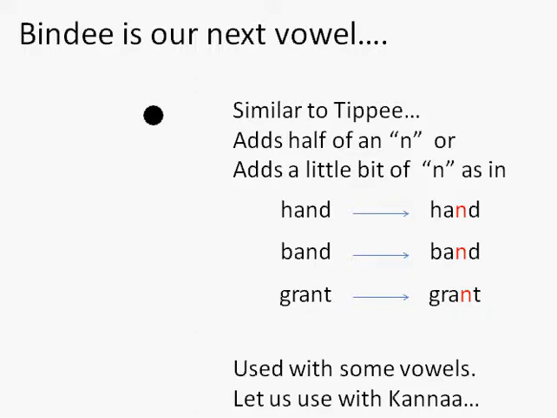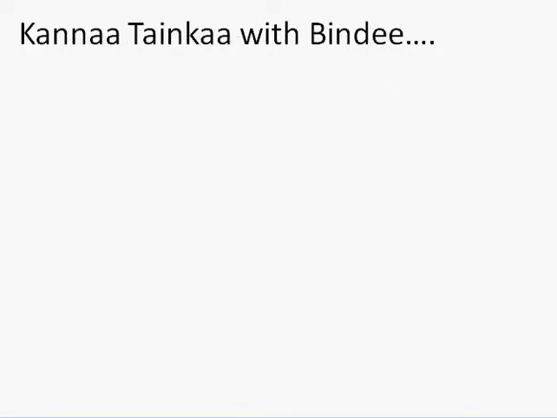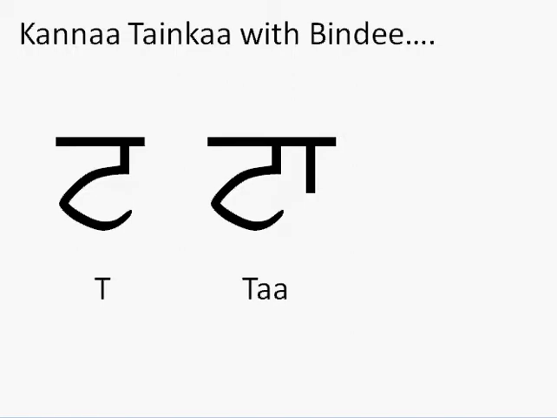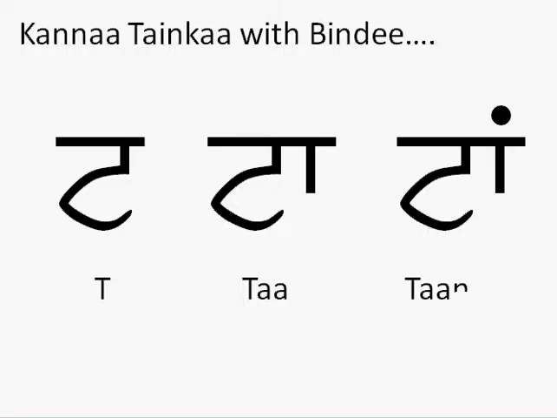And you know what? We're going to use Bindee with kanna because that's a pretty common use. So let's do kanna, Tainkaa with the Bindee on top. Here's Tainkaa mukta t. If I add a kanna, that becomes Tainkaa kanna ta. Now, if I add a Bindee uppar on top of the kanna, uppar means on top of in Punjabi, Tainkaa kanna with a Bindee on top becomes ta.